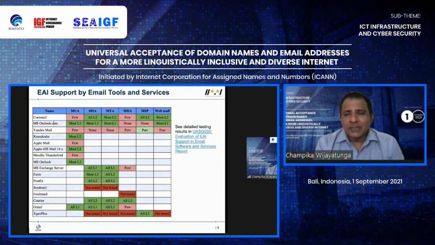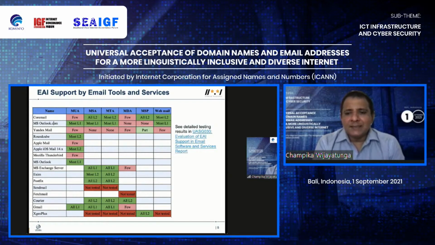MUAs are mail user agents, pretty much basically the clients, whereas MSAs are mail submission agents, because when we send an email, it goes to a submission system. In a typical scenario, this mail submission agent could be built in to a mail transfer agent, or simply what we call a mail server.